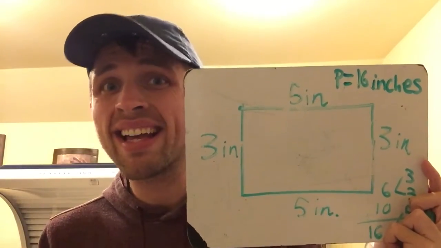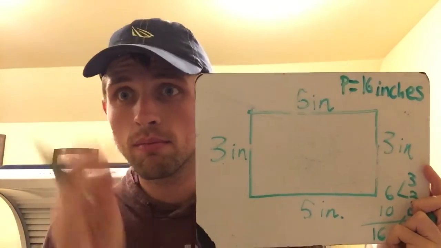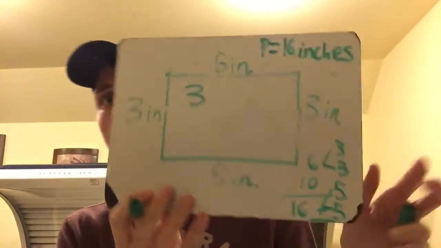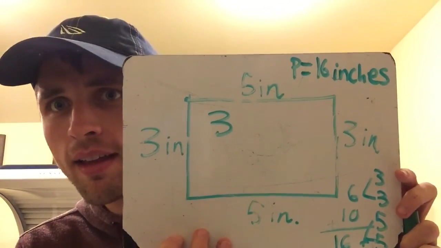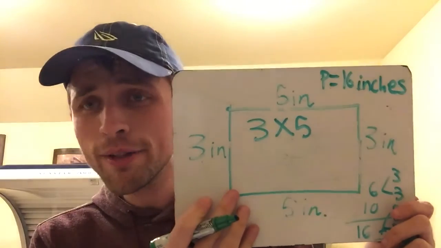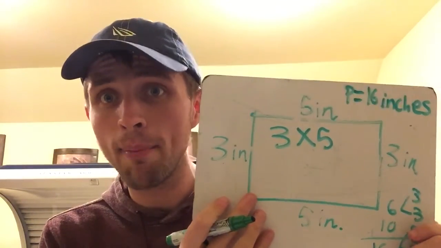So what is your length? Length is how tall? 3 inches, right? What is your width? Width is how wide? 5 inches, right? So I would multiply 3 times 5 to find my area. What is 3 times 5? If you don't know it, you can do a set model. I'll do it with you.